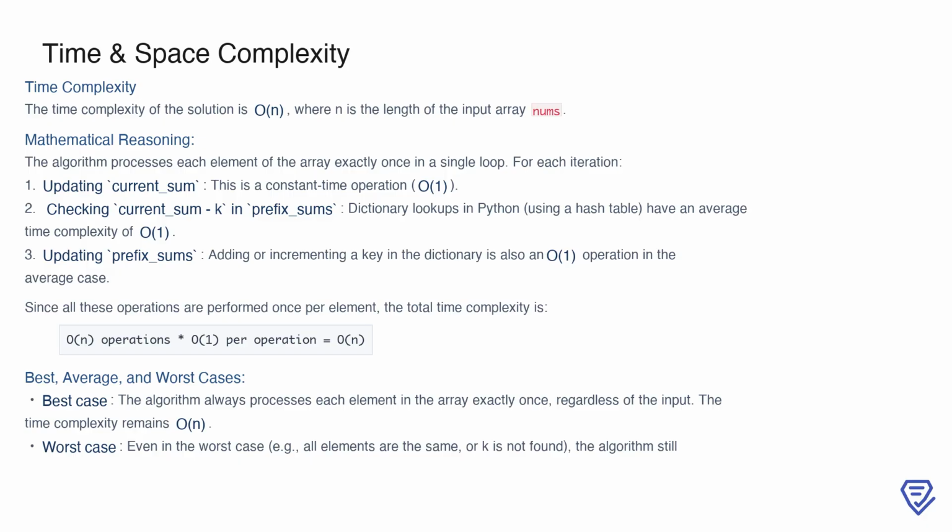addition. Checking whether current_sum minus k exists in the prefix_sums dictionary is also a constant time operation, thanks to Python's efficient hash table implementation. Additionally, updating the dictionary, whether by adding a new key or incrementing an existing one, also occurs in O(1) time on average. Since these constant time operations are repeated for each element, the overall time complexity is O(n). Regardless of the input, whether it's the best case, average case, or worst case, the algorithm processes each array element once, maintaining the O(n) complexity.